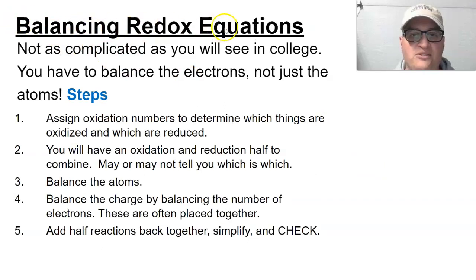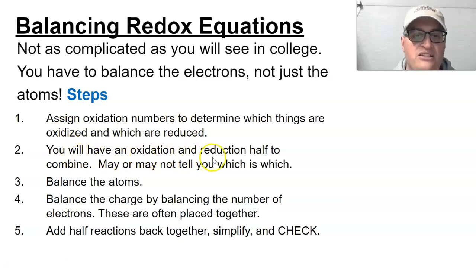Now, balancing redox reactions. If you did these in college, they're much, much more complicated. You really have to balance the electrons, not just the atoms. Basic steps: assign oxidation numbers to determine which things are oxidized and which are reduced. You might have 4 elements on the left and 4 on the right, and you might only have one thing oxidized and one thing reduced, and the other stuff stays the same. Sometimes you might have a couple things oxidized and a couple things reduced. It really depends. More likely, though, it's just 1 and 1.